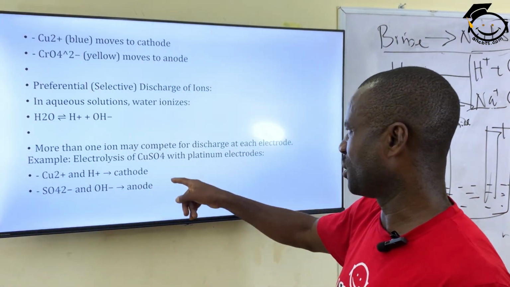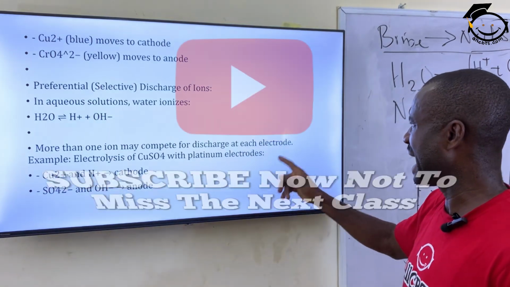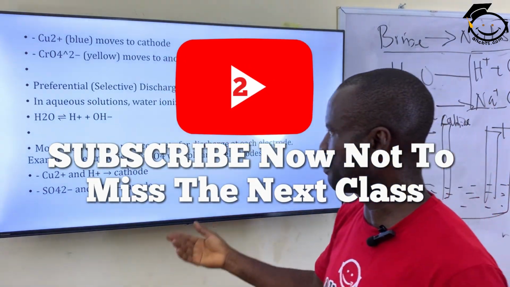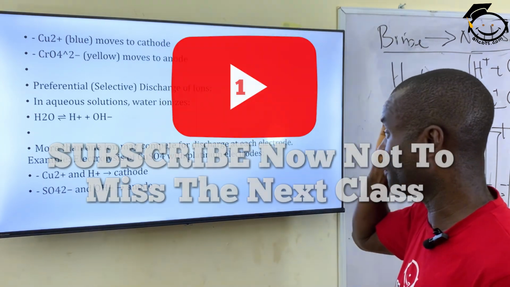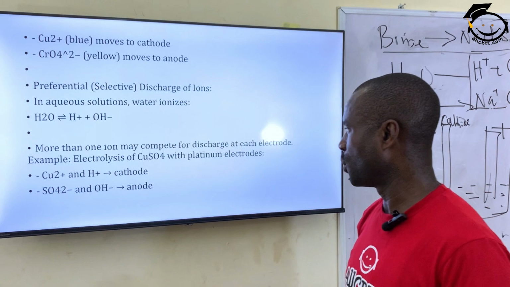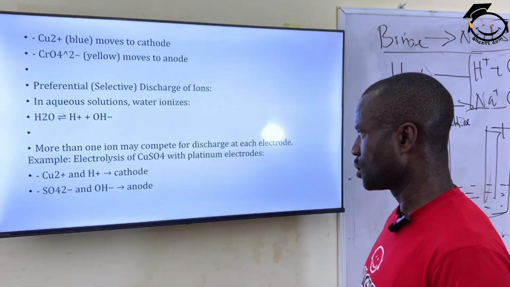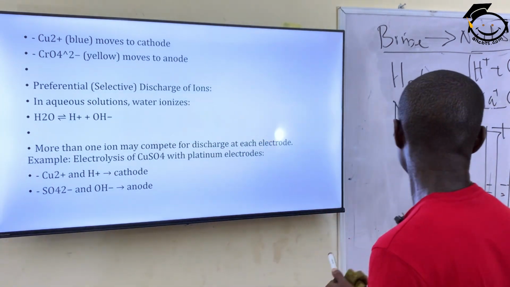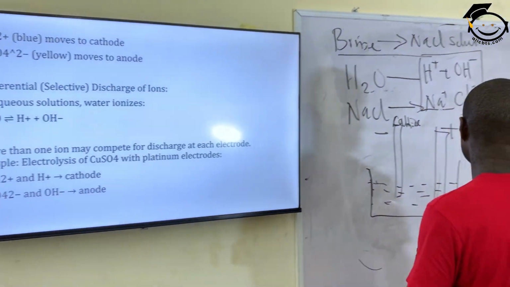More than one ion may compete for discharge at each electrode. We said that. Example: electrolysis of copper 2 sulfate, CuSO4, with platinum electrodes. So it is copper 2 sulfate solution. Don't forget the word solution, not just copper 2 sulfate.